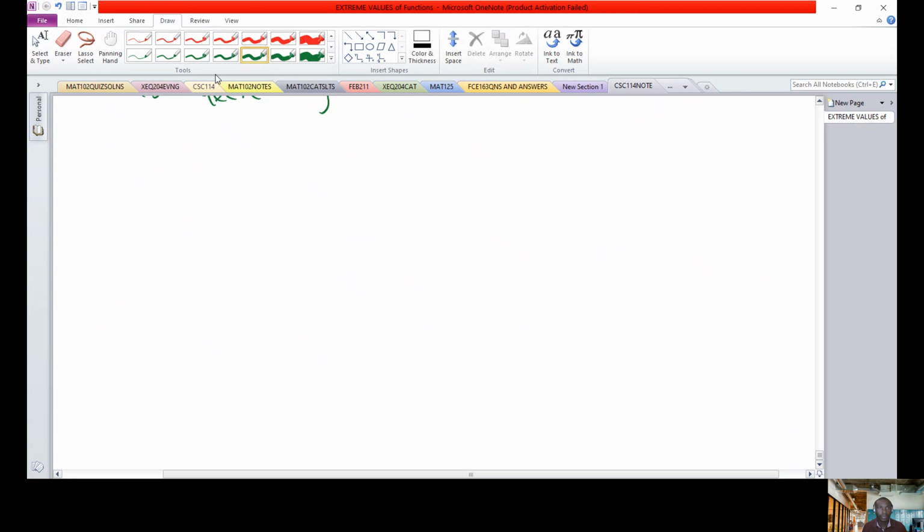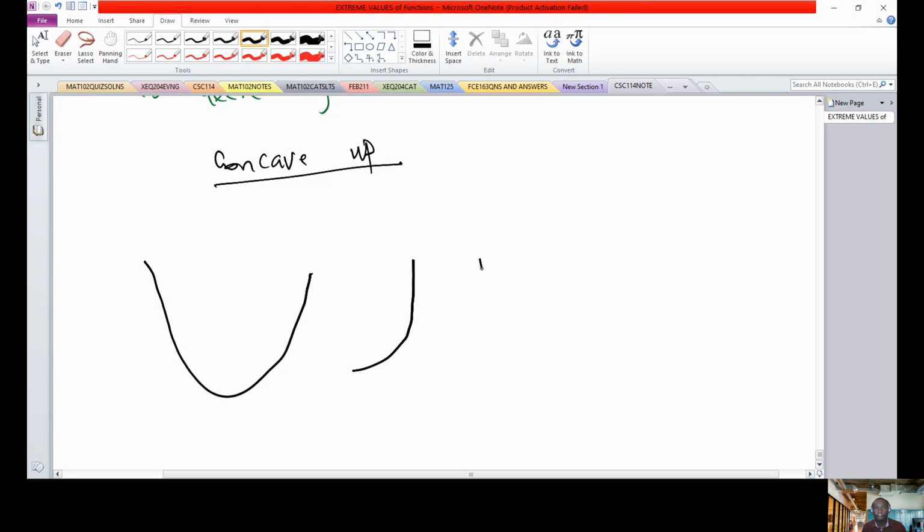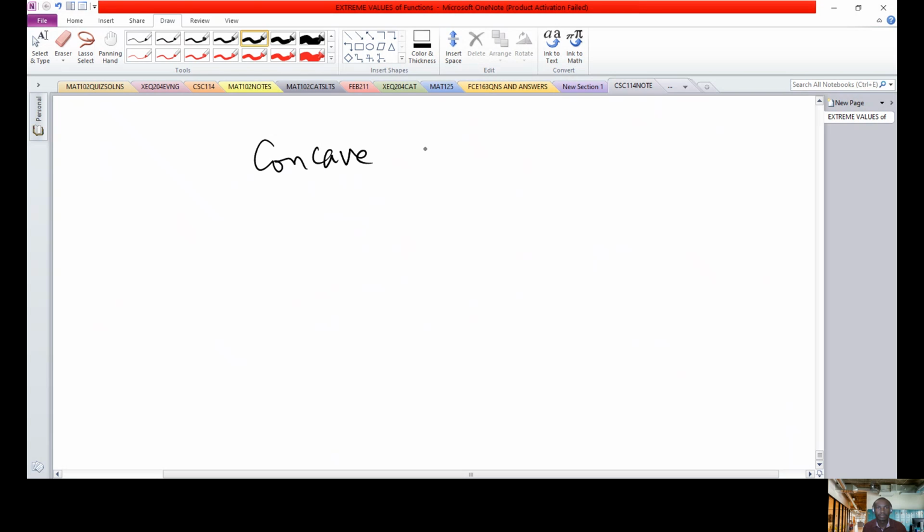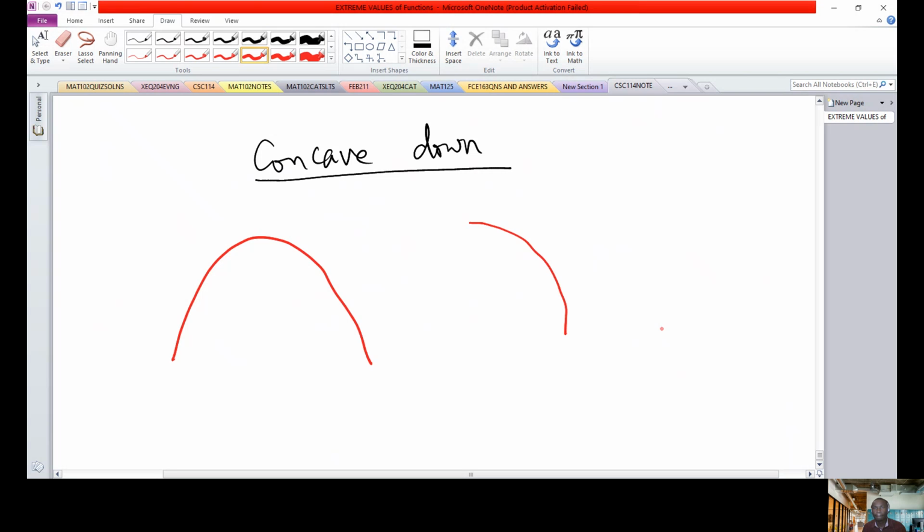In the first figure, we are going to draw the sketches for concave up. All these are shapes of concave up: this A, B, and C. And concave down, we have these shapes: A, B, and this C. These three figures show the shapes for concave down.